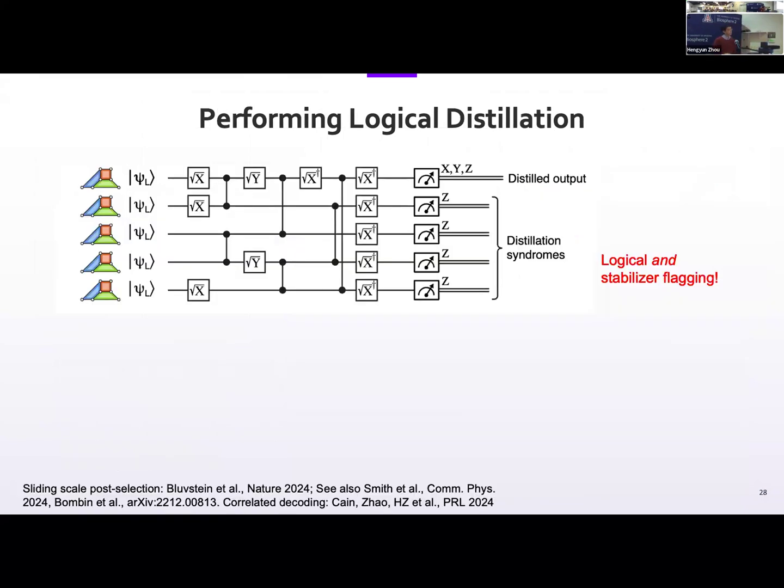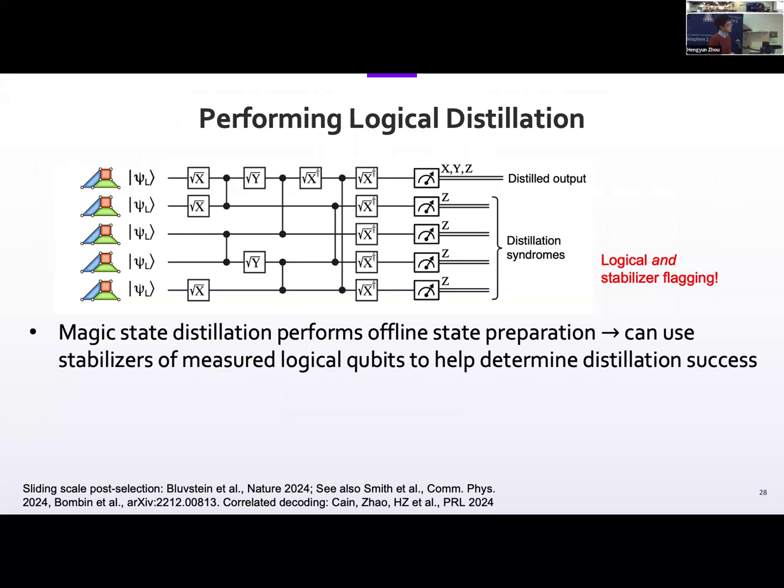So next, now that we've encoded, we can run this distillation circuit. And here there's an interesting trade-off that you can actually do. So magic state distillation, remember we're trying to prepare a resource state. So we run some operation and then we get some state out, and we get to choose whether we keep this state or not, right? But because it's offline, it's not in the main computation, if we're not happy with it, we can go and repeat it again.